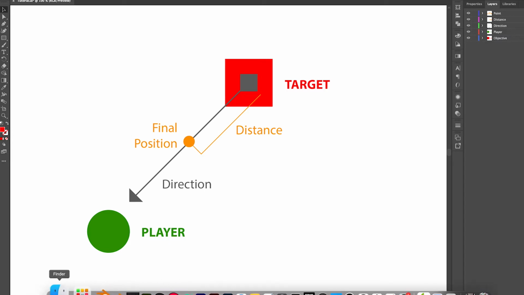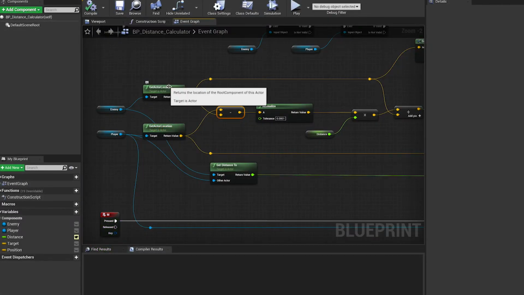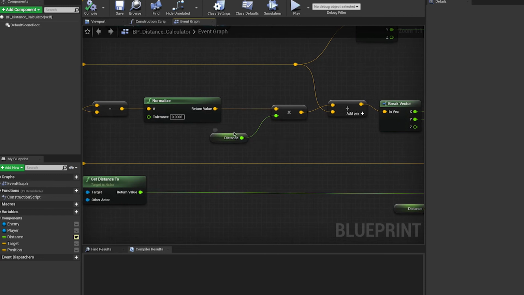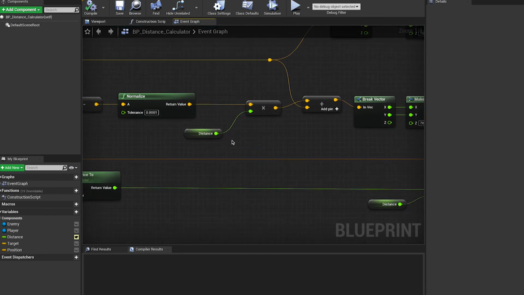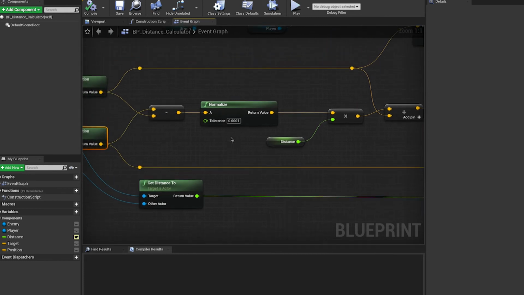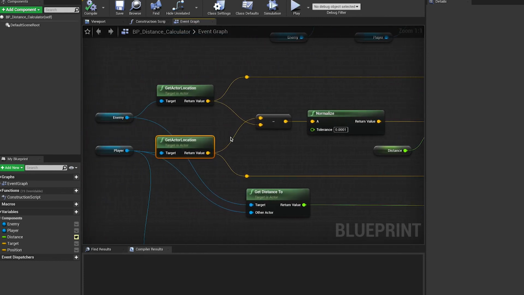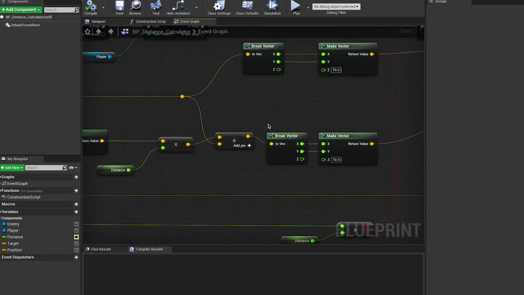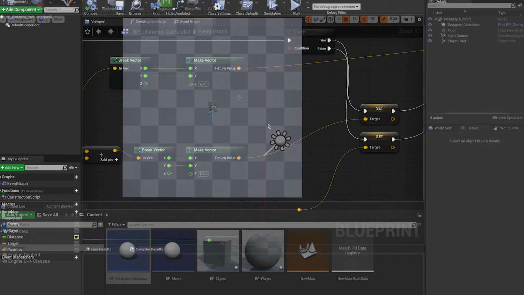The position of the target is obtained thanks to the node getActorLocation. The direction vector is calculated by subtracting the position of the target from the position of the player, and then normalizing the vector. Finally, we multiply the normalized vector by the distance we want to keep from the target. The final position of the player is equal to the position of the target plus the normalized vector times the distance.